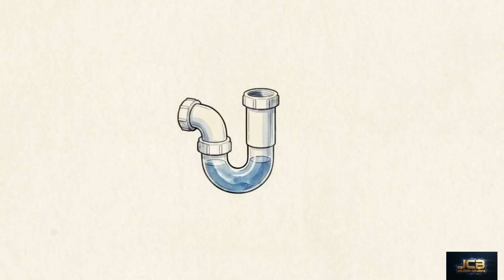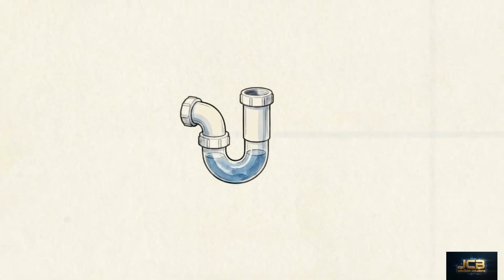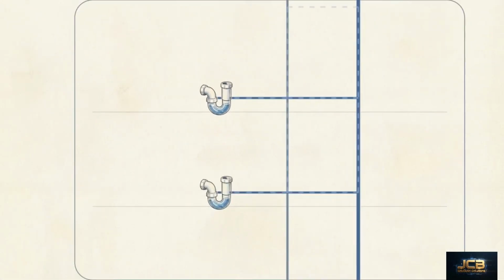The foundational thesis of this code is absolute. Every single plumbing fixture trap must be protected against siphonage and backpressure. Air circulation must be guaranteed throughout the entire excreta drainage system.